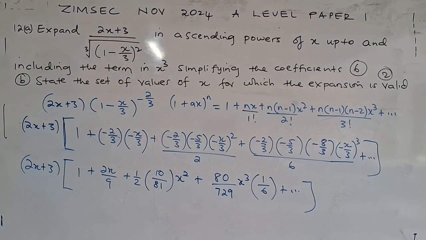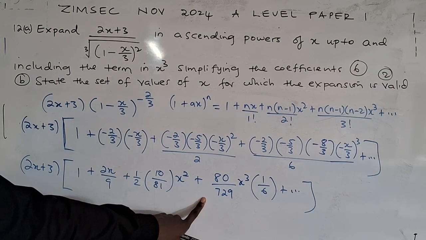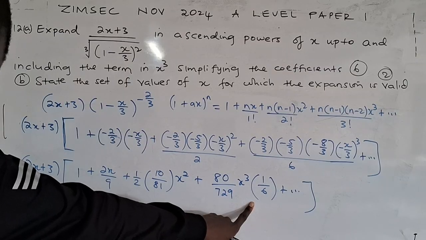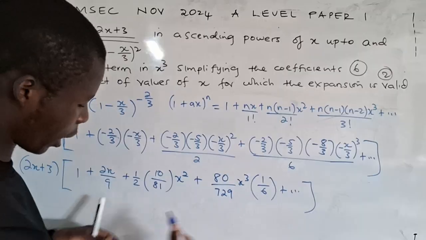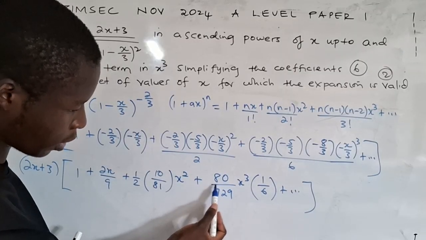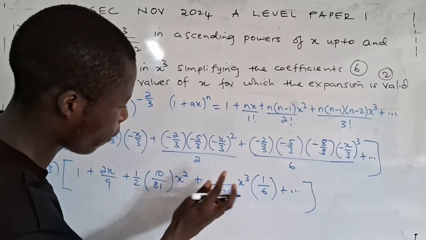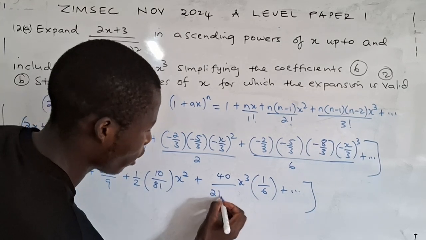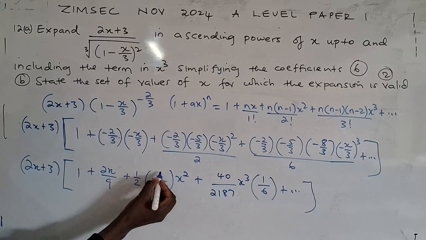Here we are. Now you can simplify. 80 by 729. What is the answer? Multiplied by 1 by 6. What is the answer? This is 40. So instead of writing this, I simplified 80 divided by 729 multiplied by this. The answer is 40 divided by 2187. Okay, and here 2, 1, 2 here, it's 5.